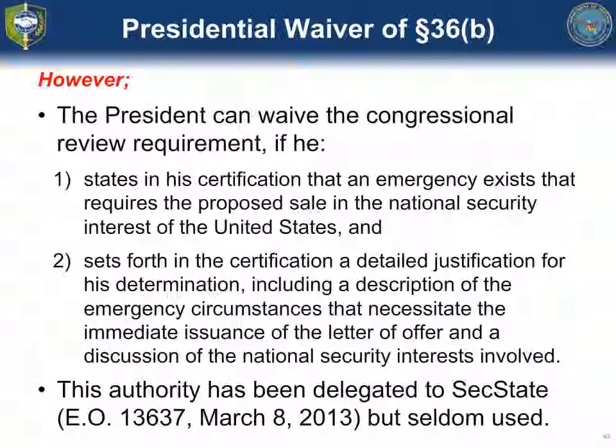Now, the President can waive the congressional review period if he states in his notification, in his certification, that an emergency exists that requires the proposed sale in the national security interest of the U.S. and sets forward a detailed justification, including a description. So again, he has to make the notification. He just doesn't have to wait the 15 or 30 days to expire to be able to offer the LOA. This authority has been delegated to State, but it's been seldom used, only once since 2000 that I'm aware of.